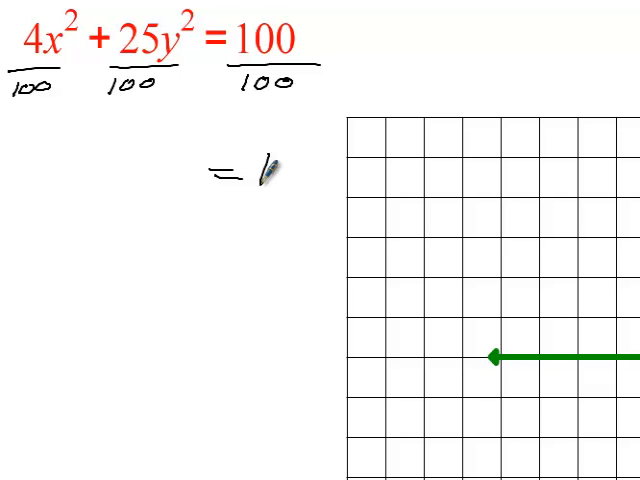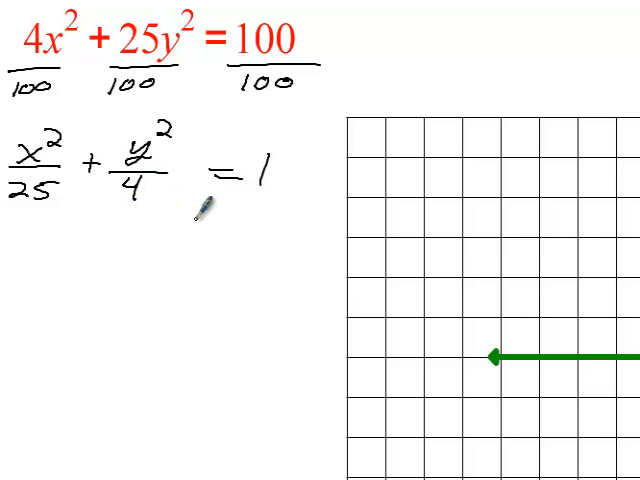Yes, no, maybe? Okay, what's 4 over 100 reduced to? Okay, so I need to keep it as a fraction. So 4 goes into 4 once, and how many times does 4 go into 100? 25 times, right? What's a quarter of 100, right? Everybody okay? Plus, what's 25 over 100 reduced to? 4. Everybody okay with that, yes or no?